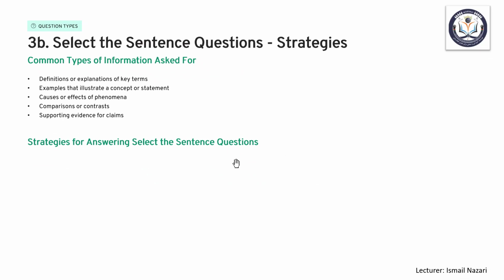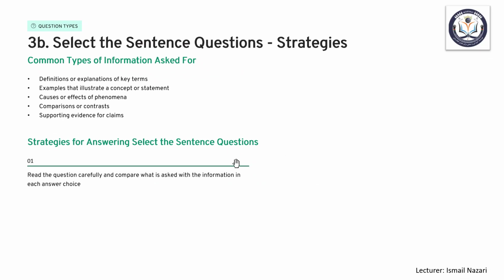If we have this type of question, first we need to read the question carefully and compare what is asked with the information in each answer choice. Basically, we need to understand what type of information is asked. Is it a key fact? Is it a definition? Is it the cause for something? Is it the result of something?